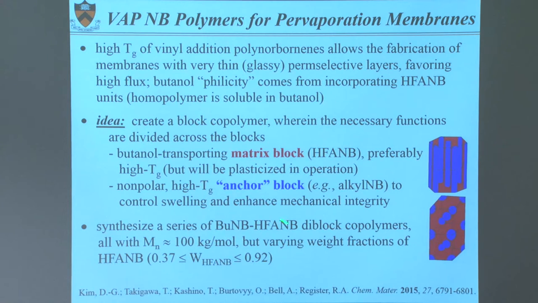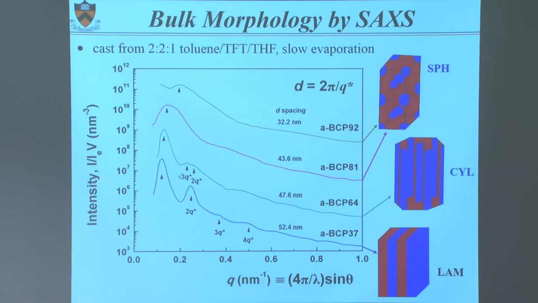So we made a whole series of block copolymers of those two units that I showed you. They're all about 100,000 grams per mole with different weight fractions of the HFANB. Just because we have to do small angle X-ray scattering, so just to show you, despite the peculiar nature of the repeat unit, these make all the morphologies you're used to seeing. If it's roughly symmetric, you get lamellae, you get hexagonally packed cylinders, and you can get not very well ordered spheres over here.